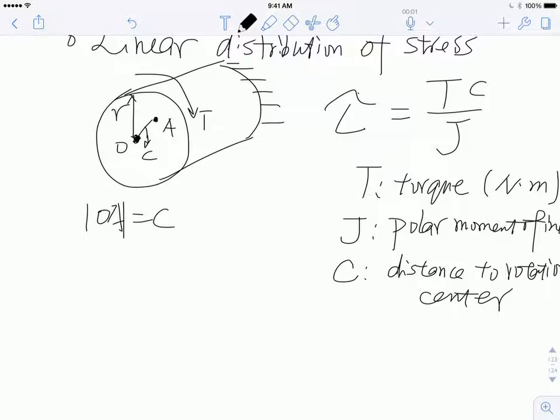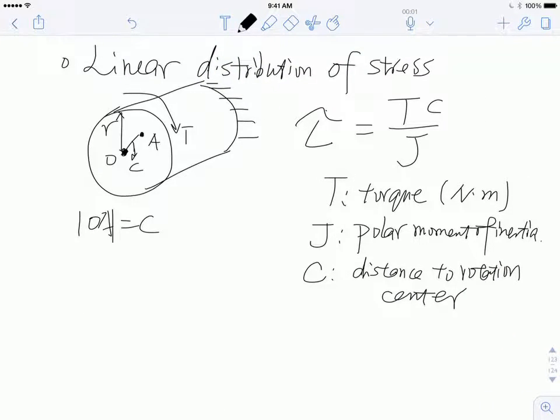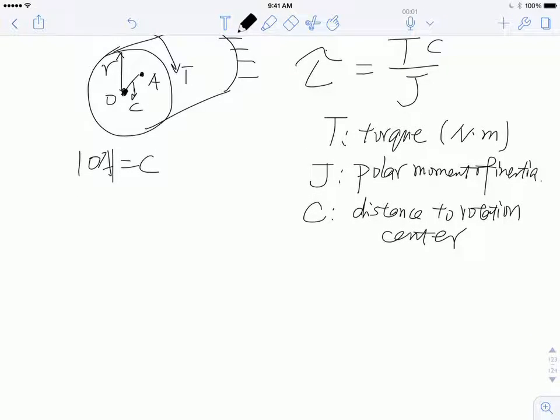So at point A, the amount of shear stress is equal to Tc divided by J. Make sense? T is the torque applied, C is the distance from the rotational center, and J is the polar moment of inertia, which I told you I'll detail how to calculate. It's a constant once the dimension is fixed. So if I only look at the cross-section area, now I know tau equals T divided by J times C. Let's write it this way.